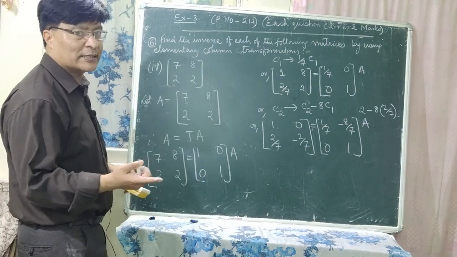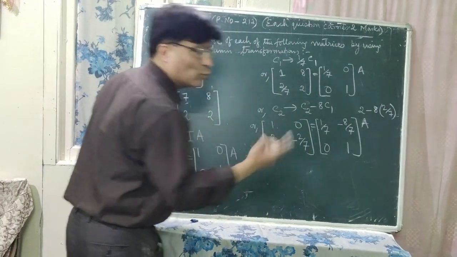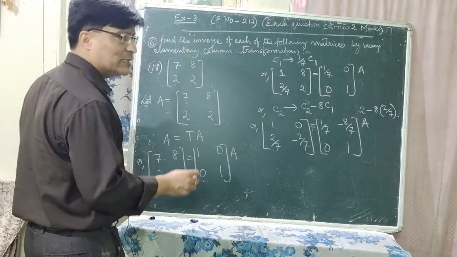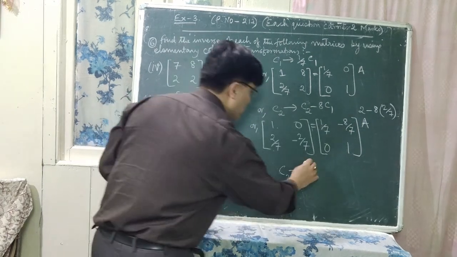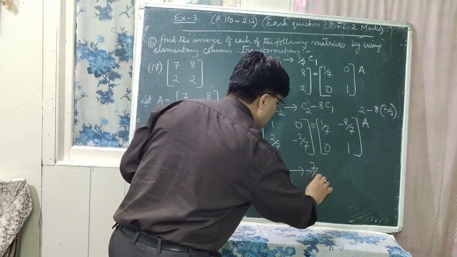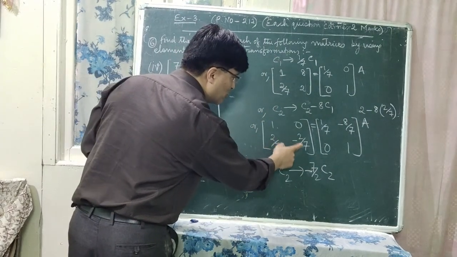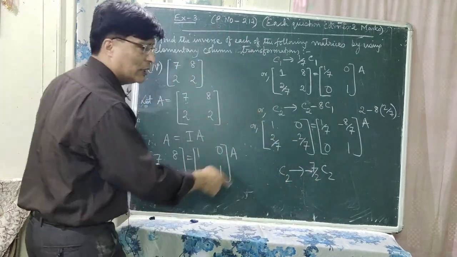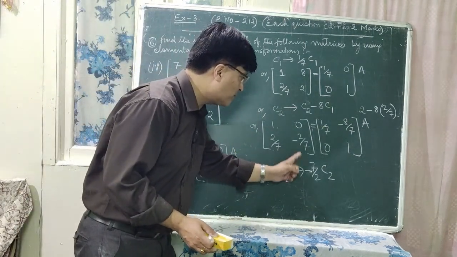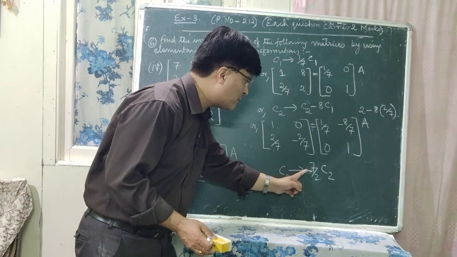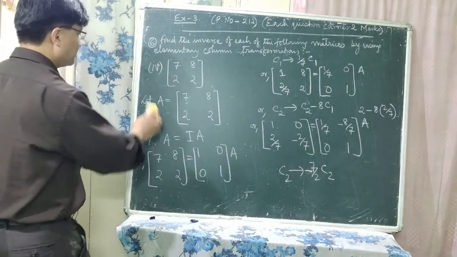Now what will you do in the next step? This minus 2 by 7 should be changed into 1 now. So how can you change it into 1? That is, C2 will be equal to minus 7 by 2 C2. If you multiply this minus 2 by 7 by minus 7 by 2, it will be 1, isn't it? That is, C2 is equal to, this minus 2 by 7 should be multiplied by minus 7 by 2 to convert it into 1, right?